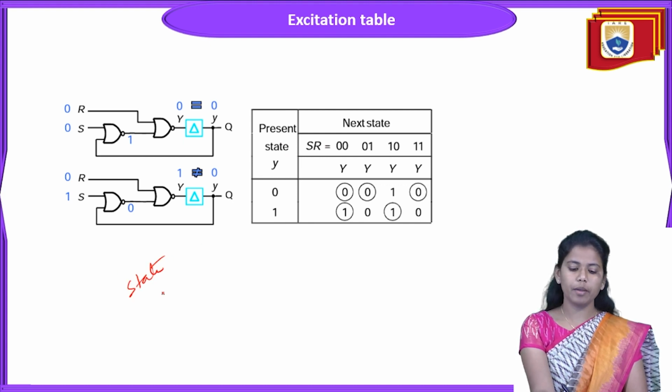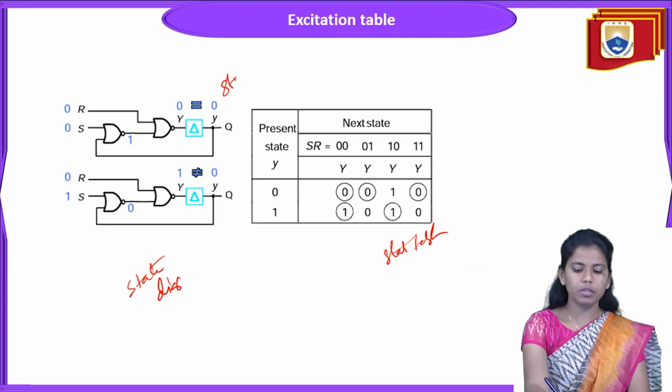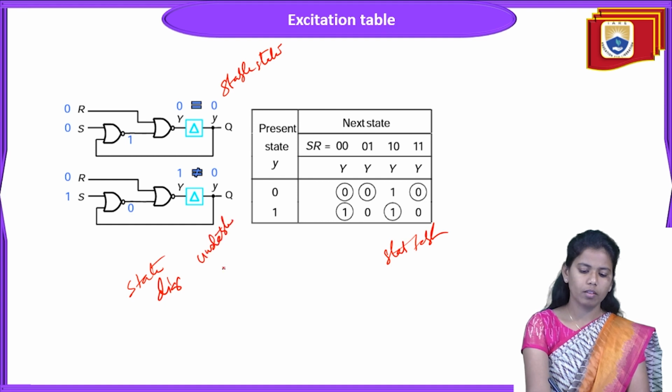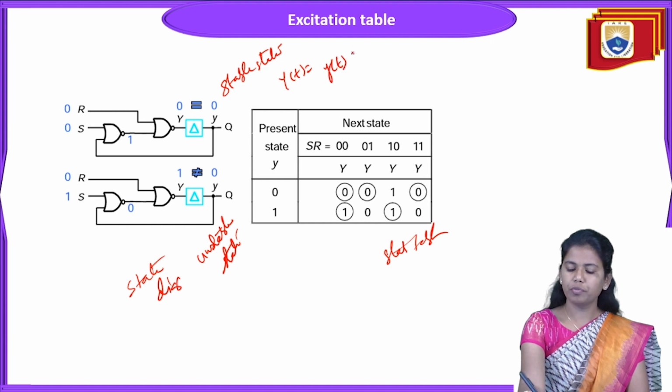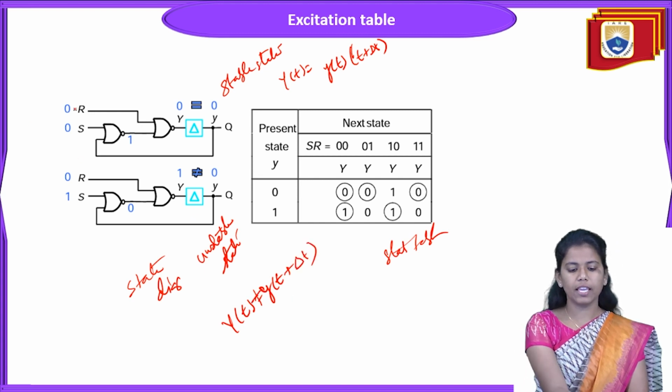So this is a state diagram, and out of this state diagram, this is the state table. So from this, the diagram has been written with respect to this. Here we see the stable state and unstable state. The stable state is nothing but y of t equals y of t plus delta t, whereas the unstable state is y of t not equal to y of t plus delta t. Okay, so this is how we are saying RS.